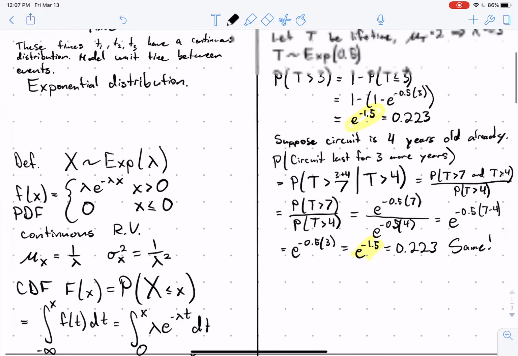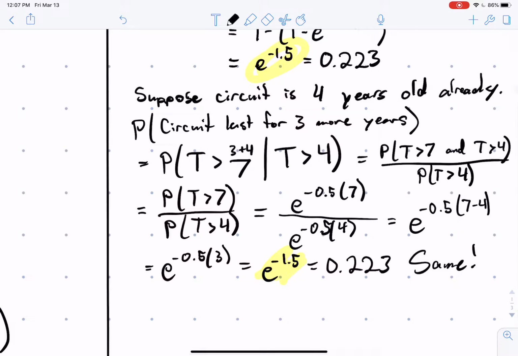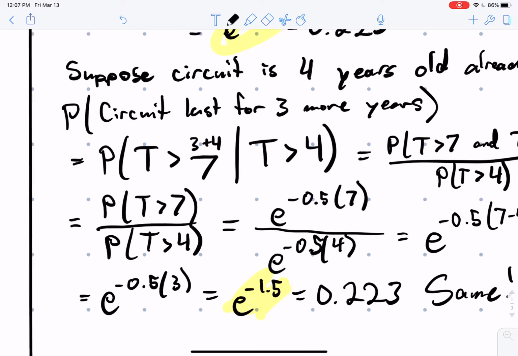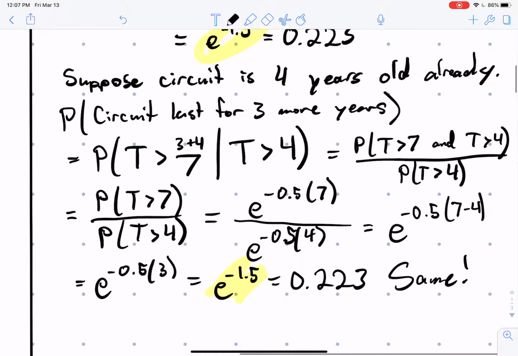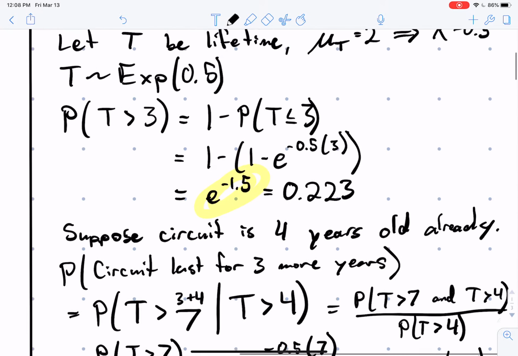So that means that knowing that it's 4 years old already didn't change the probability that it lasts for 3 more years, which is really weird and unintuitive if you think about older things being more likely to break. If the lifetimes follow an exponential distribution, then they are not more likely to break if they're old.